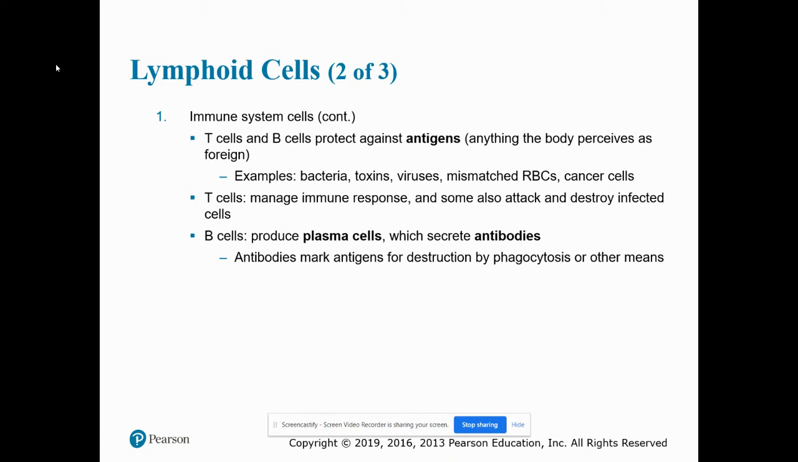So B cells and T cells do different things. T cells manage the immune response, and some also attack and destroy infected cells. And B cells produce these things called plasma cells, which in turn secrete antibodies. And then antibodies go and mark antigens for destruction by phagocytosis or other means. And again, we'll talk about this in more depth in chapter 21.